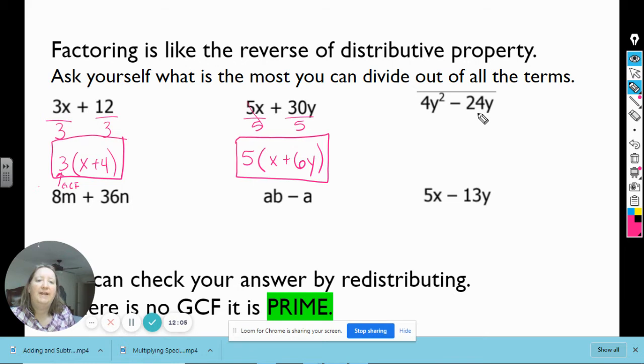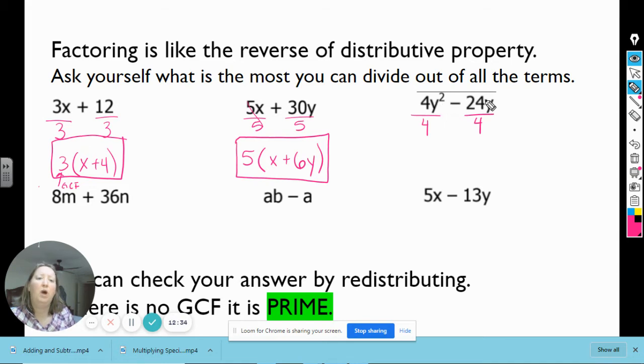Can you divide out any common numbers? You might be looking at this and be like, yeah, those are both divisible by 2. I could divide out 2 and I could divide out 2. Yes, but is there a bigger number you could divide out of both of them? Hopefully you're saying, yes, Miss Kenyon. I could divide out at least 4. Okay, so you want the highest number you can divide out of them.